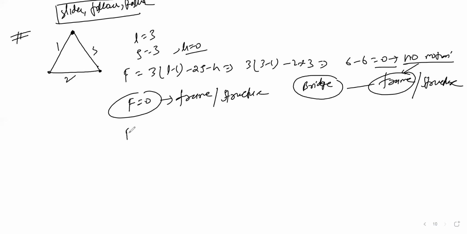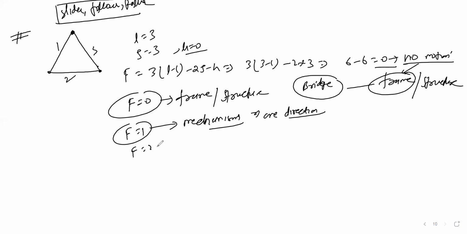But if you are getting a degree of freedom of 1, this is called a mechanism. Degree of freedom 1 means there is a motion of the link, that is in one direction. And if the degree of freedom is more than 2, that type of structure is called a superstructure, like it has more movement, in more than one direction.